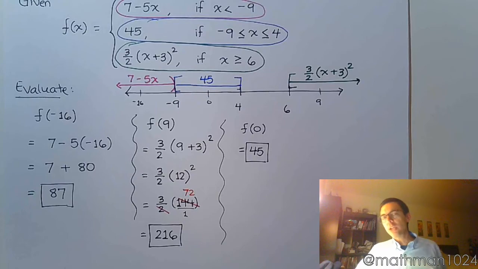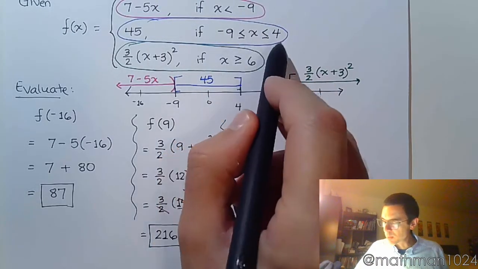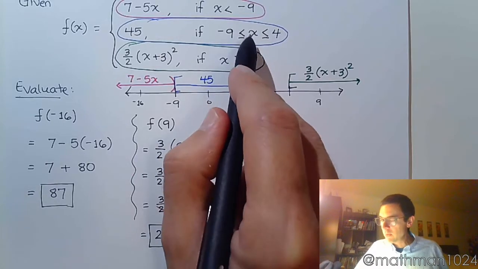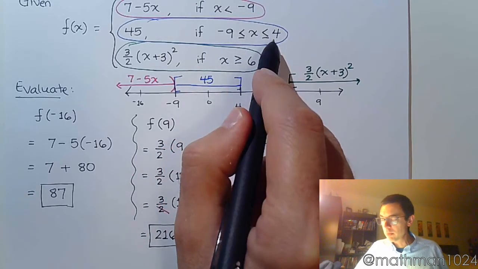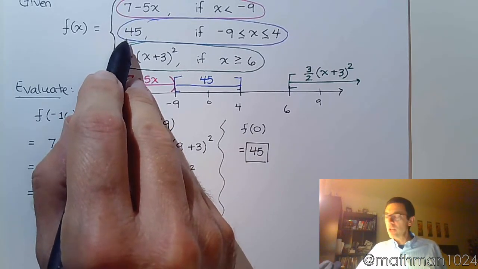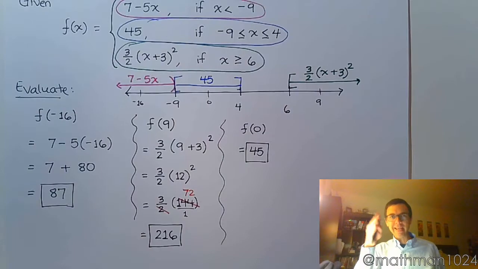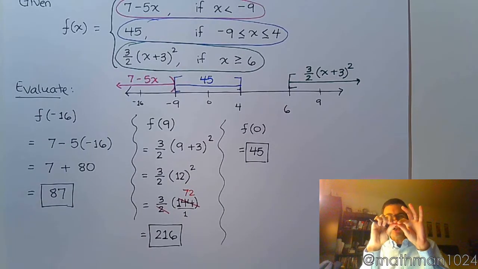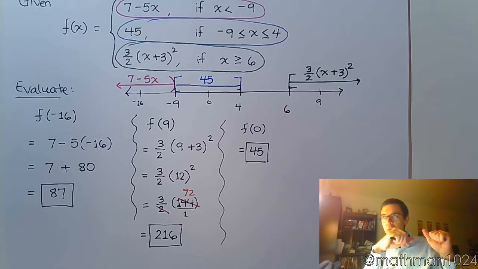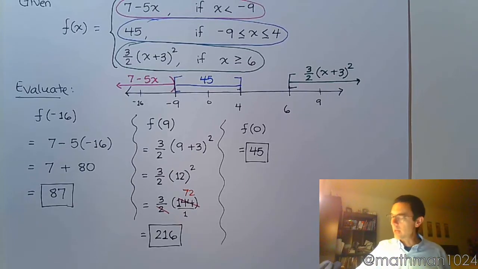And you might say, don't we need to do 45 times 0? Well, that's not what this says. This says that any value of x between -9 and 4 is going to give you 45. It's not 45x, it's just 45. So in this little region right here, in between -9 and 4, your function is just this horizontal line at 45. Okay? So every output in that region is just going to give you 45.